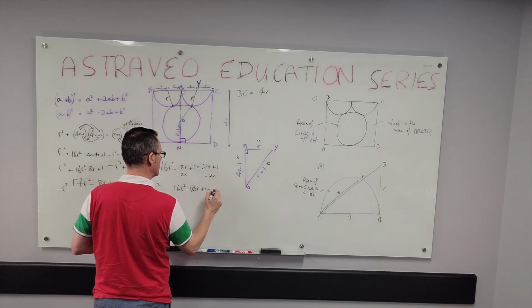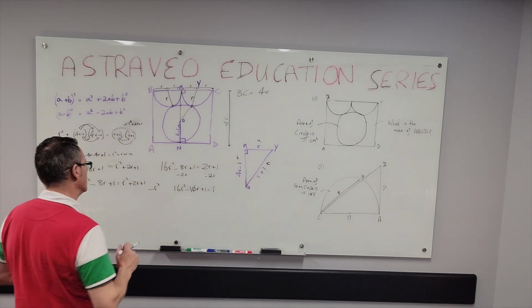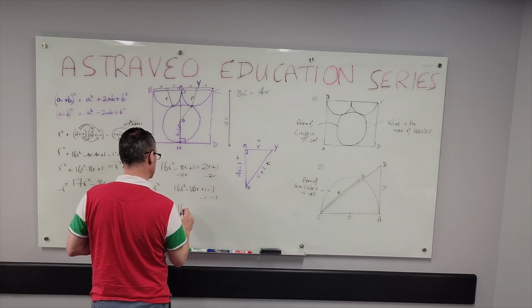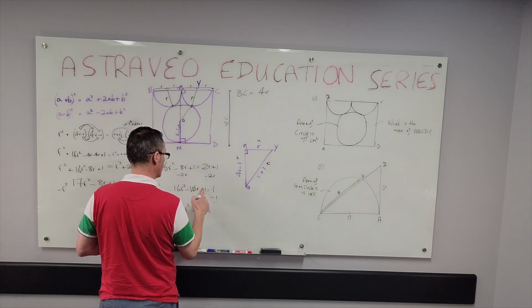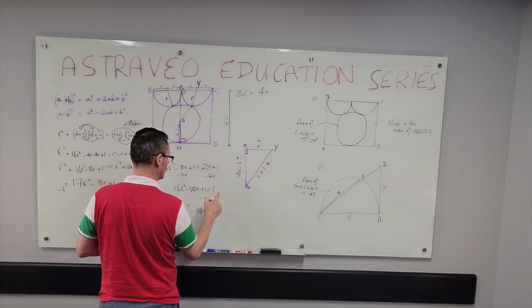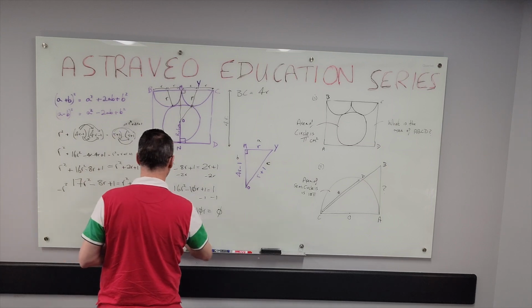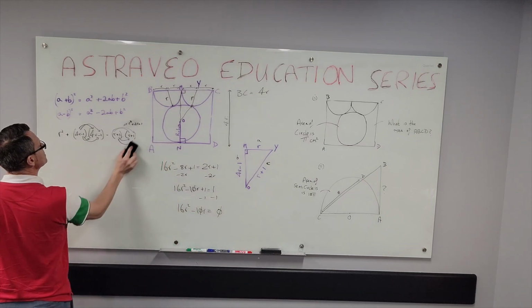Those two cancel, equals 1. All right, what have we got here? So now we can subtract 1 from both sides. We get 16r squared minus 10r equals plus 1 minus 1 is 0. Okay, I think we are really close to our answer now.